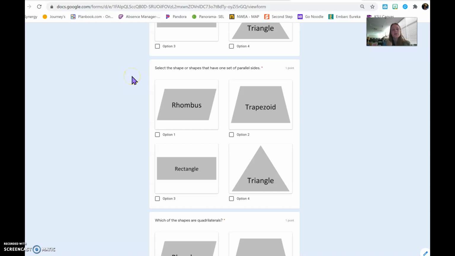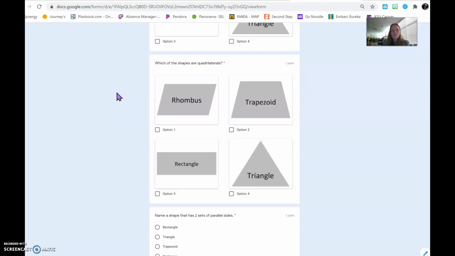Select the shape or shapes that have one set of parallel sides. So again, it could be one or more that have one set of parallel sides. Which of the shapes are quadrilaterals? Again, it can be one or more.